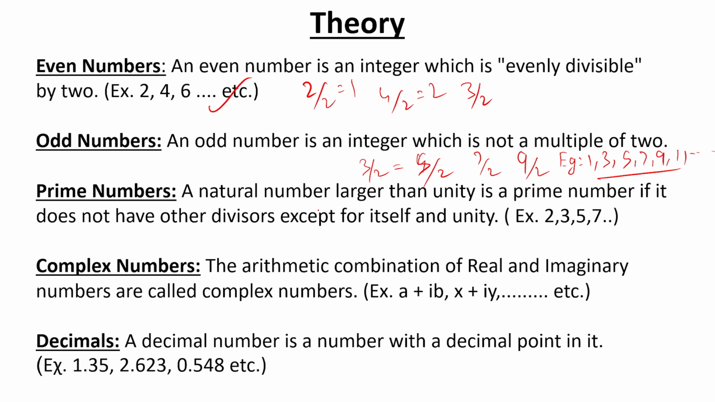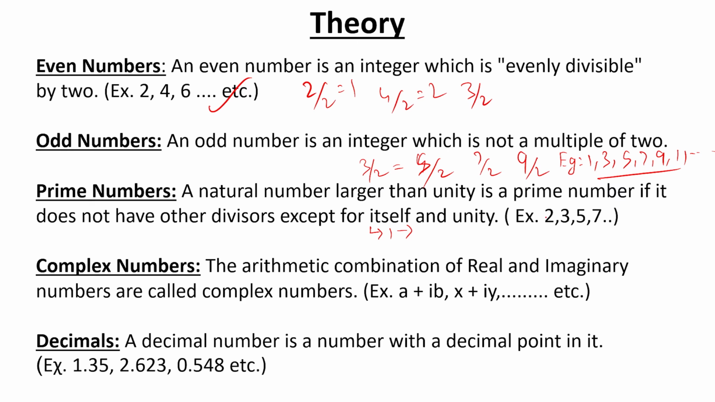Prime numbers. A natural number larger than unity is a prime number if it does not have any other divisors except for unity and itself. I guess some of you might get it, some of you might not. I also didn't get it until I learned it through a practical example, so I'm going to teach you. Let's take 1. 1 can be divisible by 1, nothing else. So it is not a prime number.